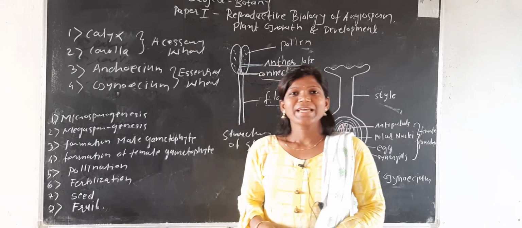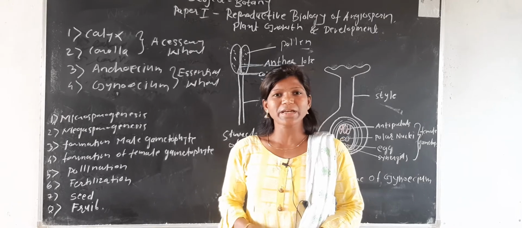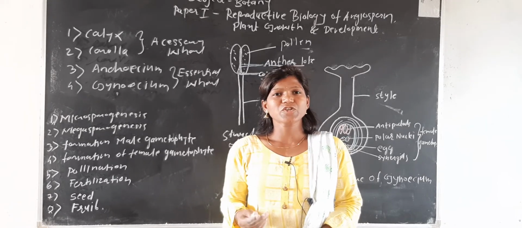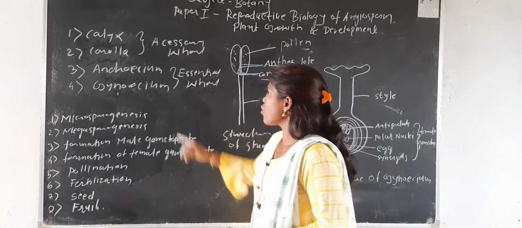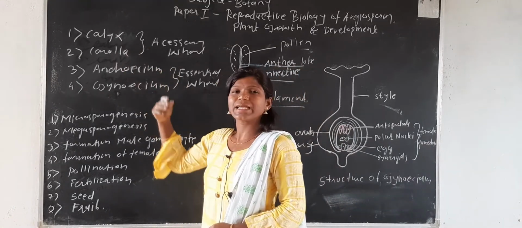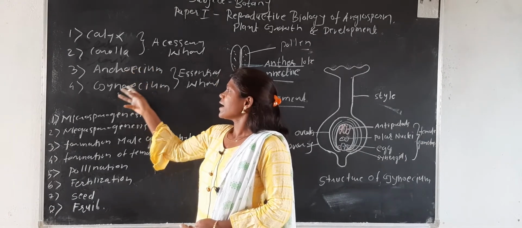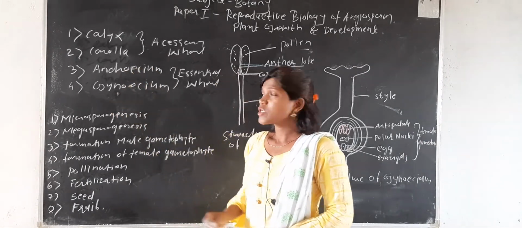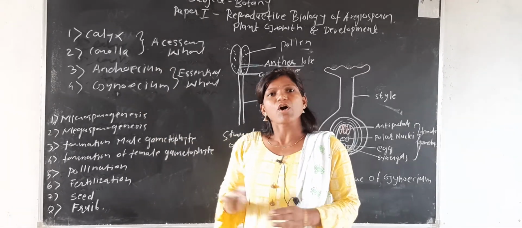Hello everyone. In our last classes, we learned about the structure of a typical flower. The structure of a typical flower is made up of four whorls. That is the outermost whorl, the calyx. Then inner to that, the corolla. Again inner to that is the androecium. And lastly the gynoecium. So these are the four whorls of a typical flower, which are present in all flowers.